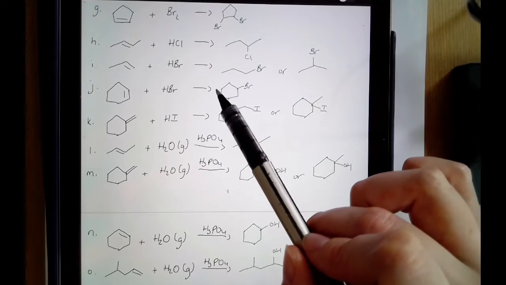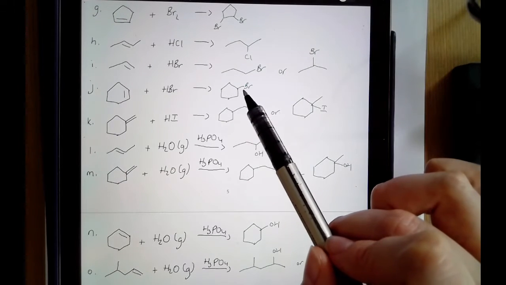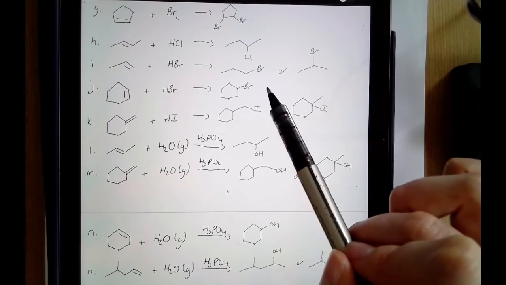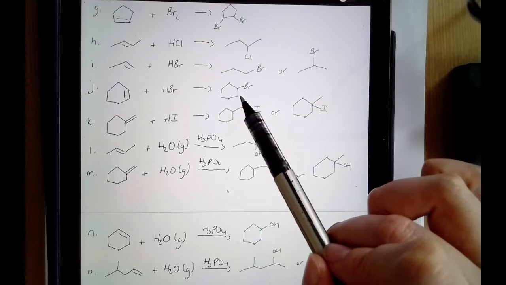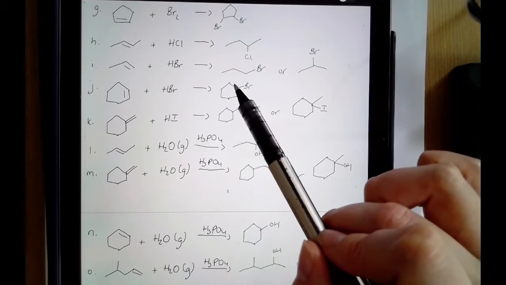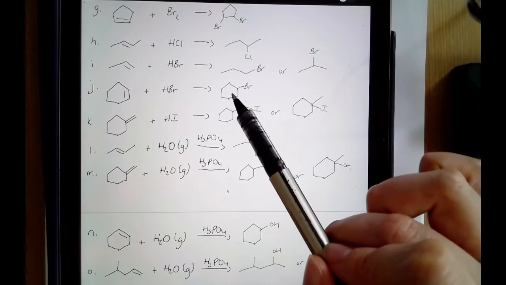Remember, carbons in the ring are all identical, so this would be bromocyclohexane. If I put the bromine down here, it would still just be bromocyclohexane. It doesn't matter which carbon you put it on. If there's no other substituents, they're all the same.